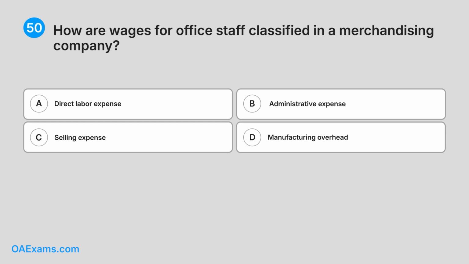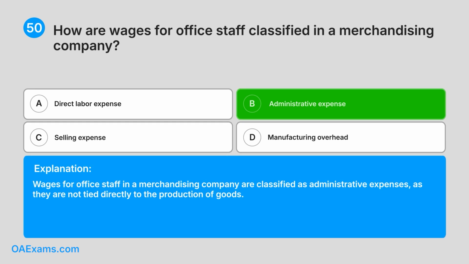Correct answer. B. Explanation. Wages for office staff in a merchandising company are classified as administrative expenses, as they are not tied directly to the production of goods.